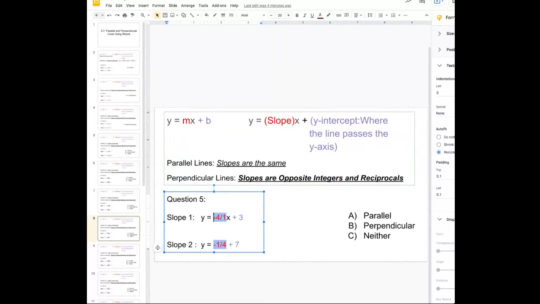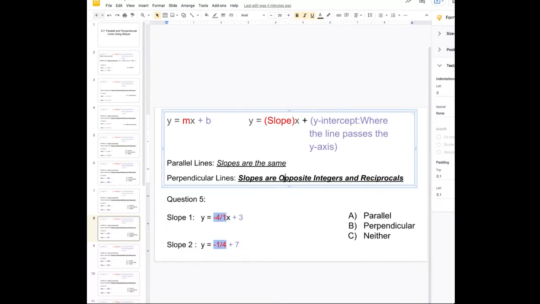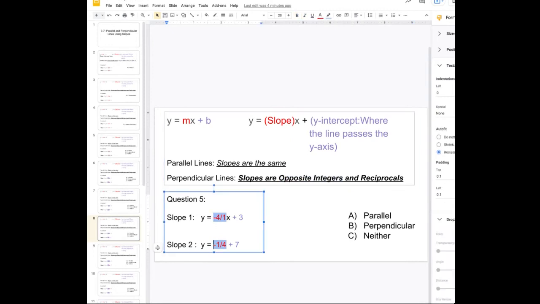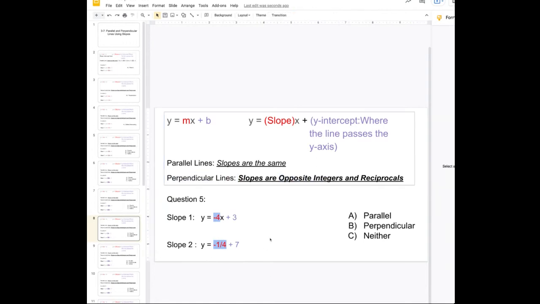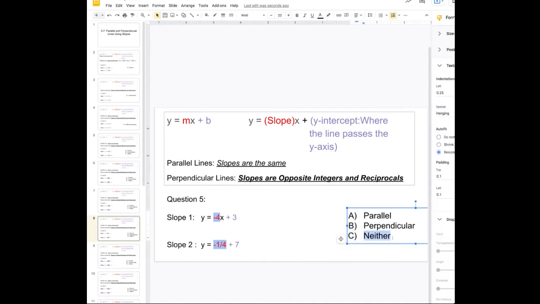They're the same. So this gives you a clue that they are not perpendicular as well. Okay. So they might be reciprocals, which is 4 over 1, which could be mistaken, but they also have to follow the condition of whether they are opposite integers. This is a negative 4, this is a negative 4 over 1, and this is a negative 1 over 4, which is incorrect, right? They're not opposite integers, so they cannot be perpendicular. So the answer to this one is neither.